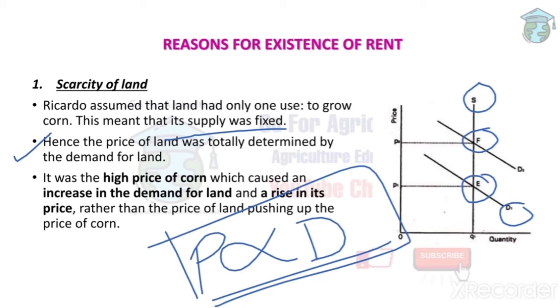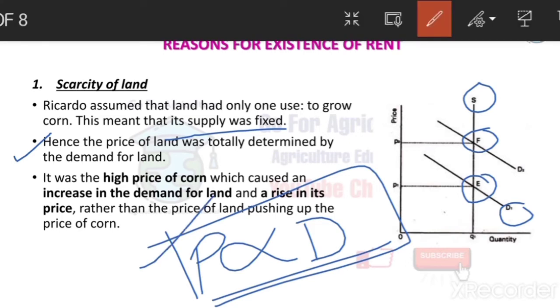This is why the demand of the land has increased. Why? Because of the increase in price. This is the formula. Meaning, price is directly proportional to demand.